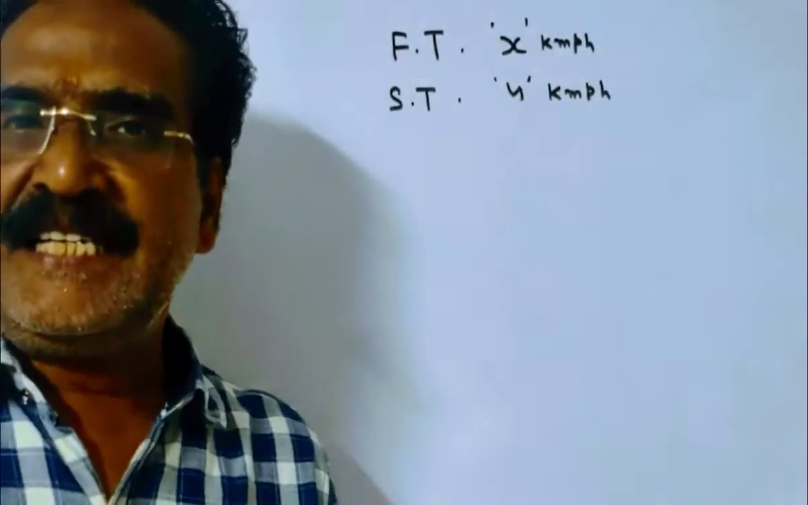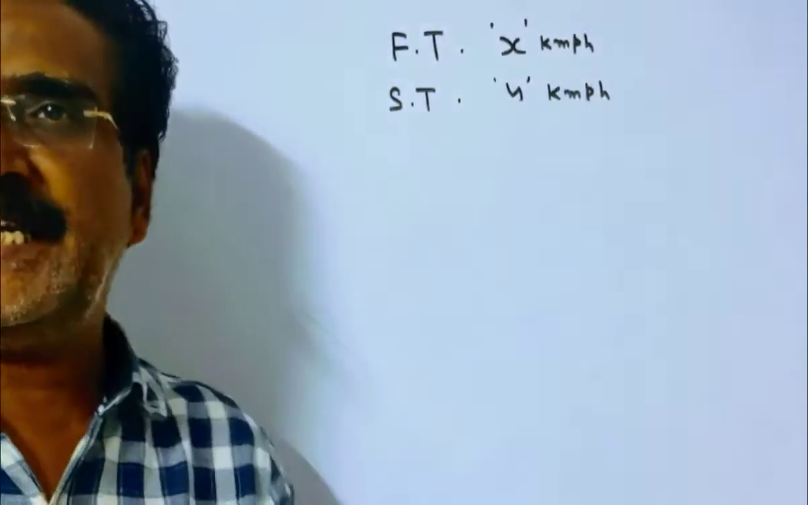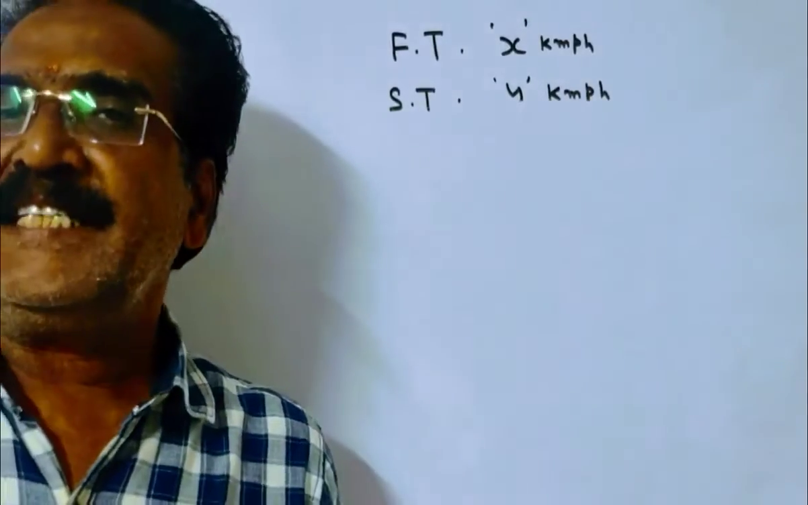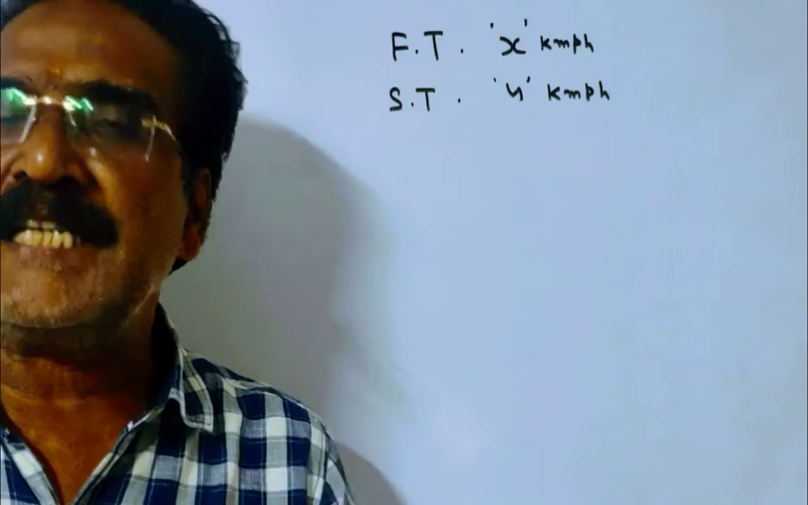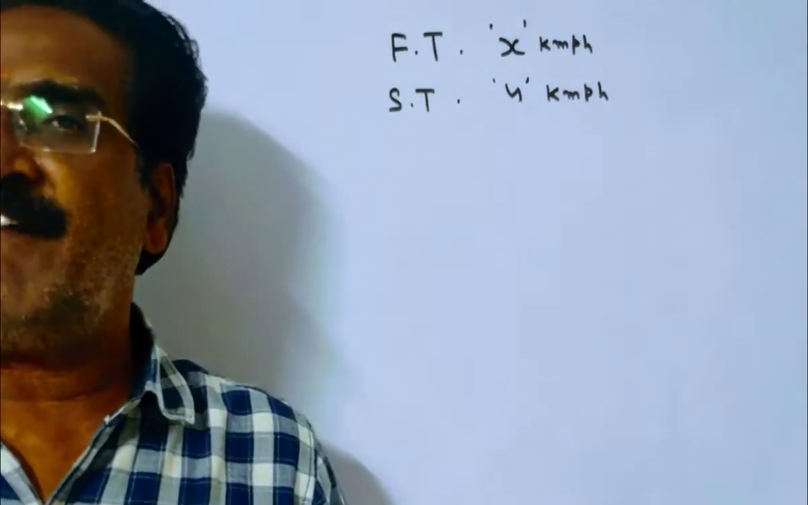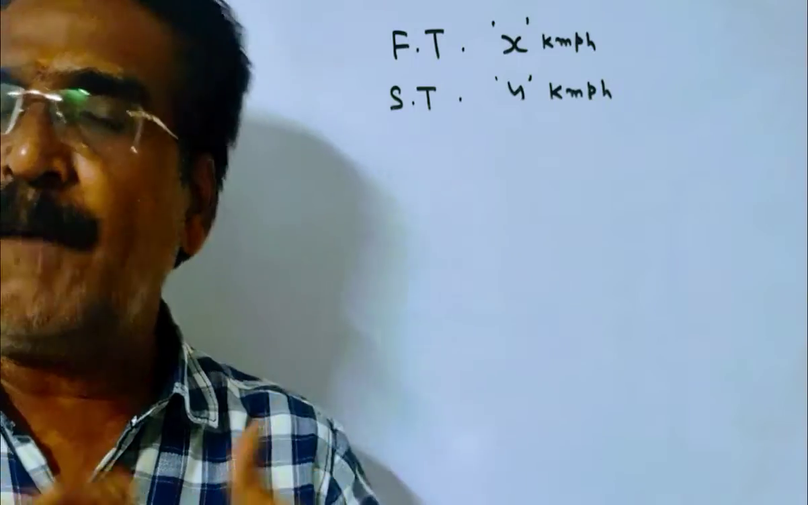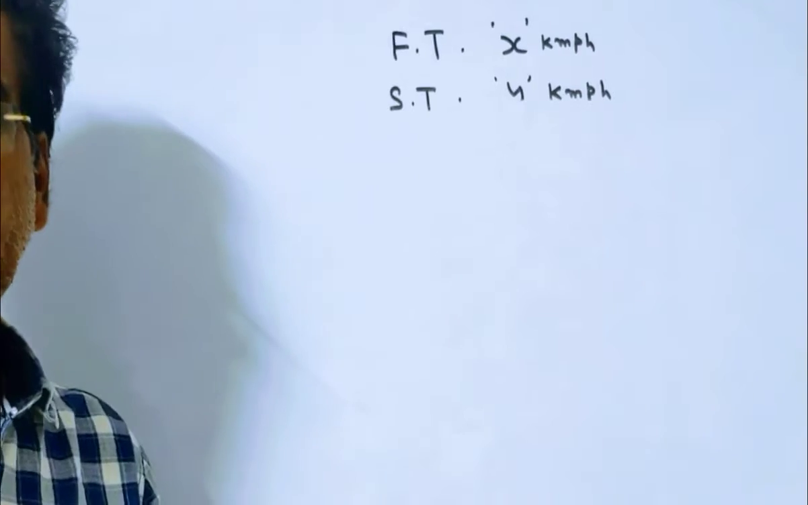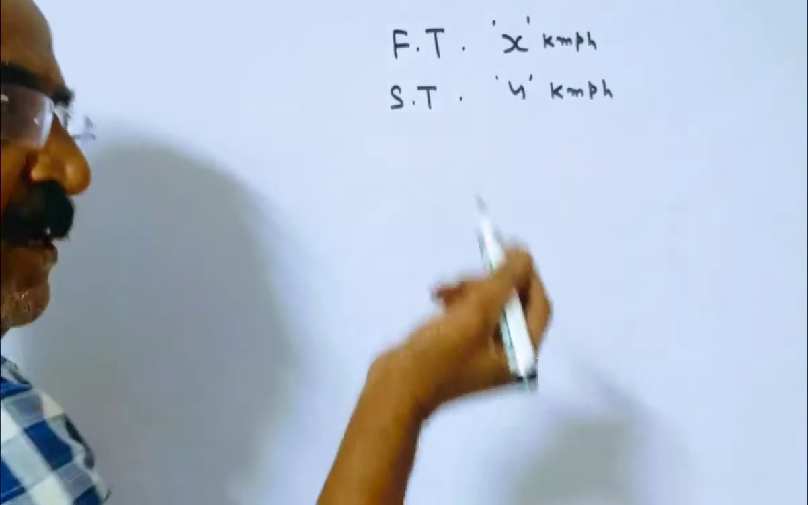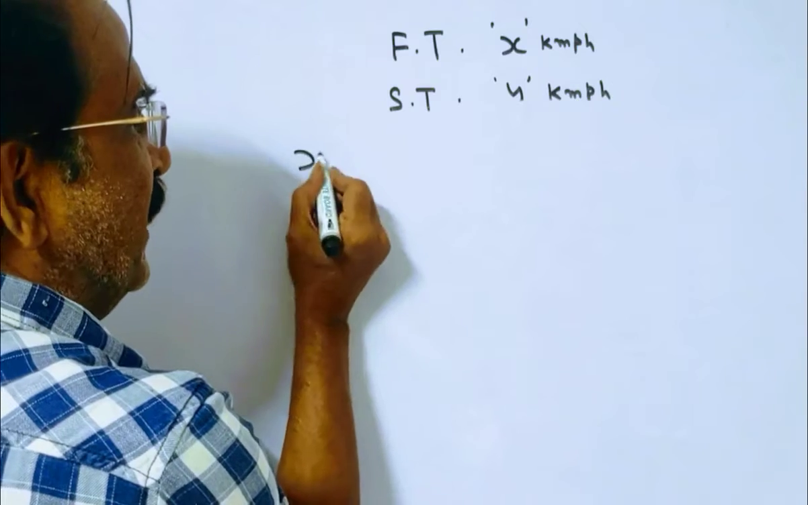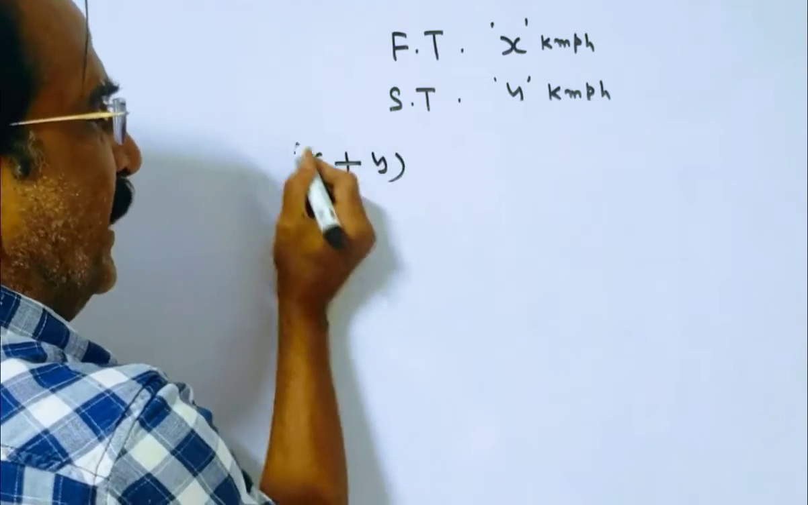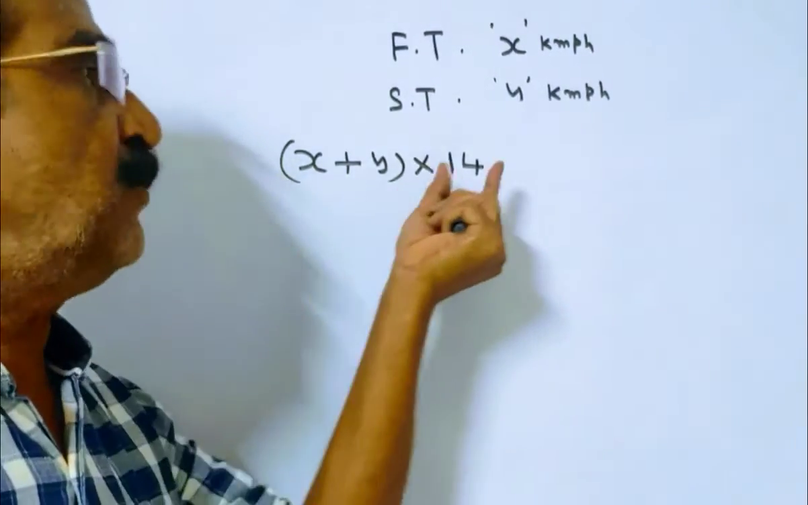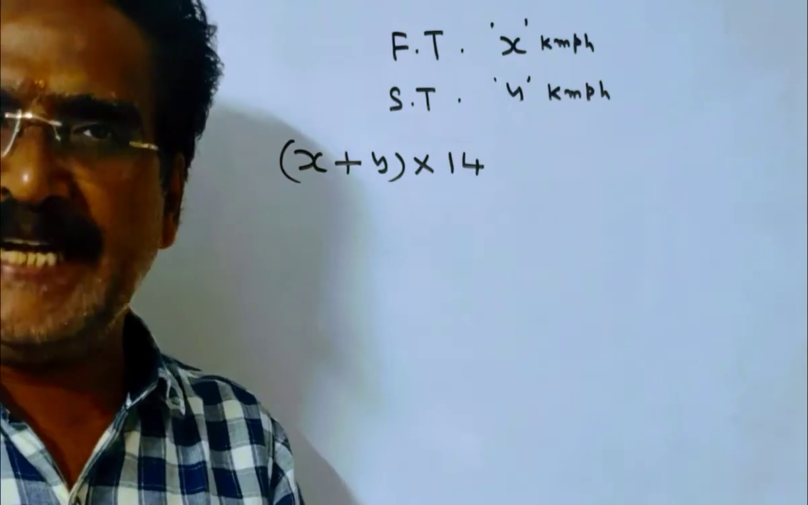See friends, here say the speed of the faster train is x kmph and the speed of the slower train is y kmph. It is given that the two trains cross each other in 14 seconds while traveling in opposite directions. So here the sum of the lengths of the two trains is the distance traveled. Distance is velocity into time. Here velocity is the relative velocity traveling in opposite direction, so velocity into time, 14 seconds. See friends, velocity into time is the sum of the lengths of the two trains.